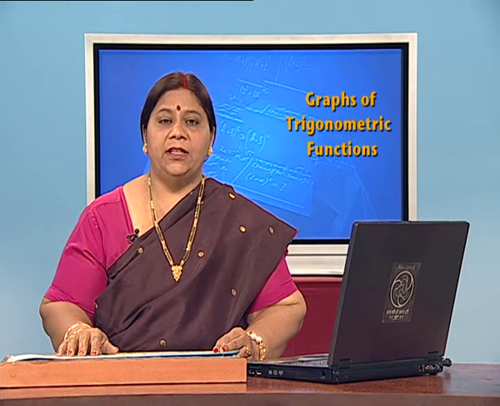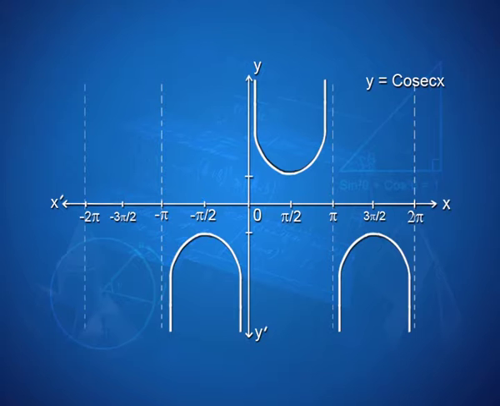Now, we will draw the graph of the function y is equal to cosec x. You can see the graph of the function y is equal to cosec x on your screen. X dash O X is the x axis. Similarly, Y O Y dash being the y axis, we can draw the graph of the curve y is equal to cosec x between 0 and pi in this manner, and between origin and minus pi in this manner, and between pi and 2 pi again as mirror image of the graph between origin and minus pi.